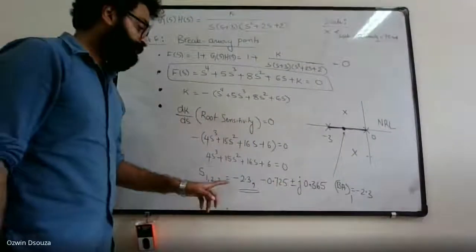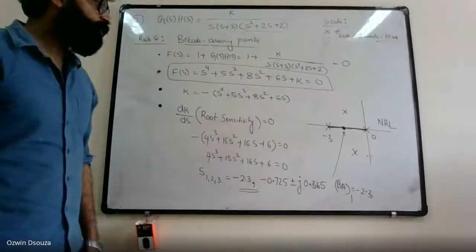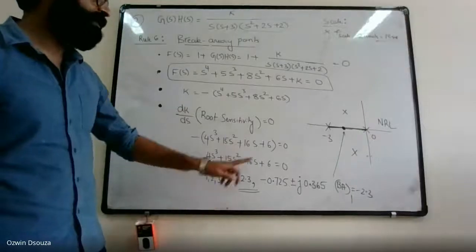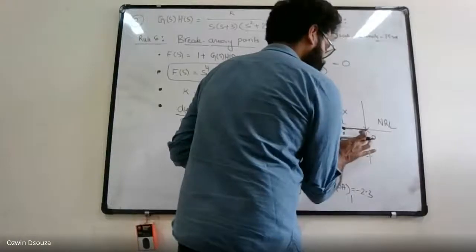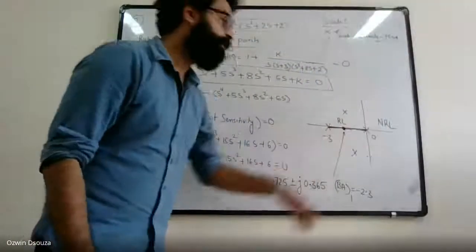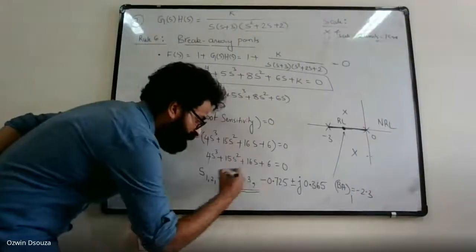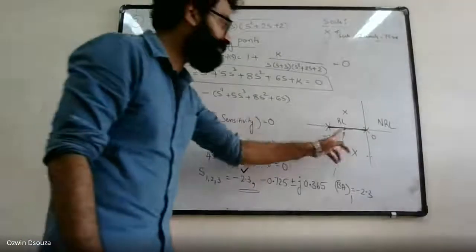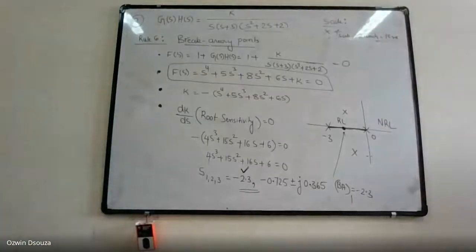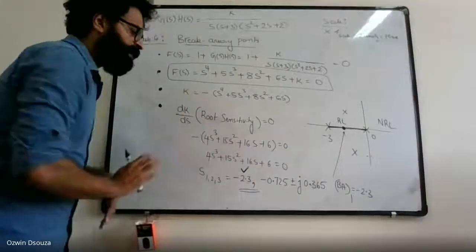Now, if you look at the placement of the breakaway point, you are observing that this particular breakaway point is getting placed in the RL section, because between 0 and minus 3 we have predicted that there is a root locus. So you can say that the first root, negative 2.3, is valid because it is placed in a valid section of the root locus. Very simple whenever you get a real root.